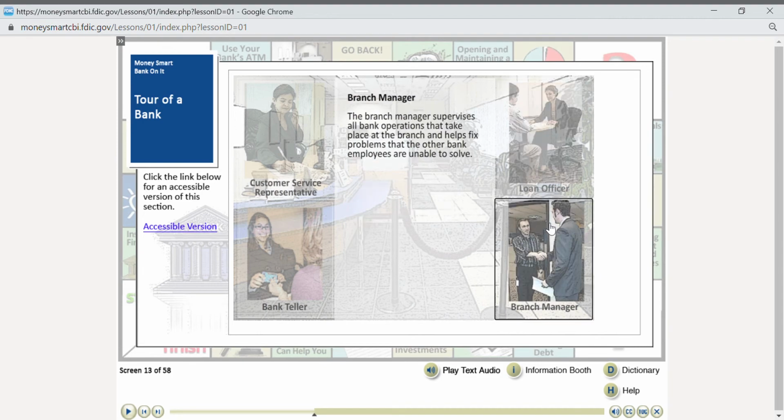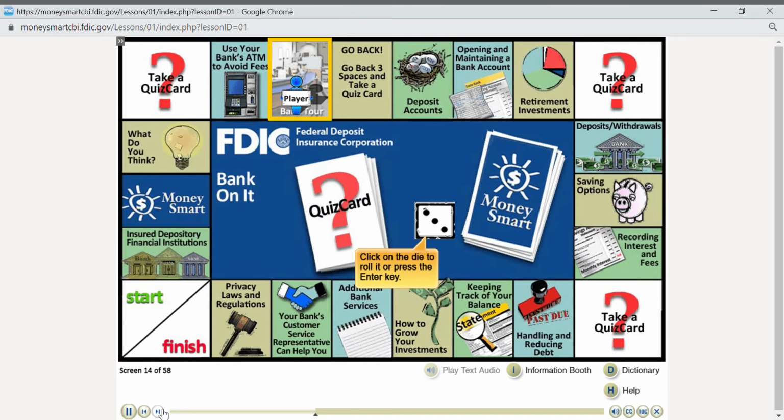Branch manager. The branch manager supervises all bank operations that take place at the branch and helps fix problems that other bank employees are unable to solve. Click the bank employees on your screen to understand their job duties and whom you should speak to when you go to the bank. Click on the die to roll it, or press the enter key.